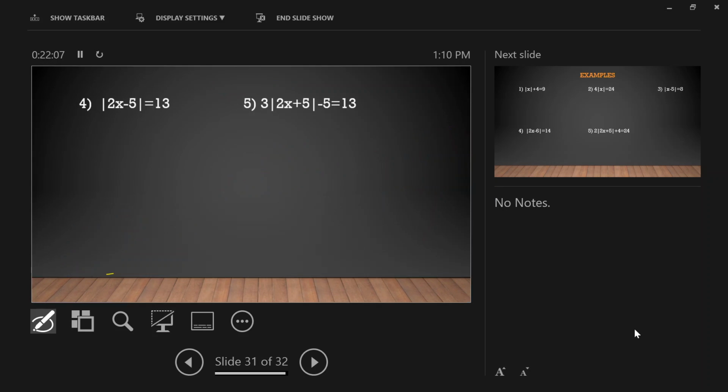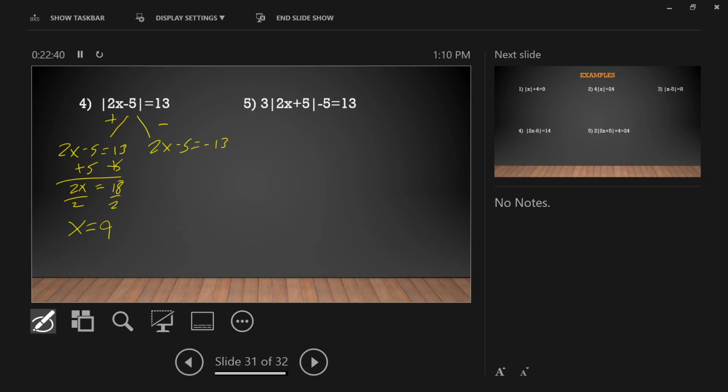All right, let's try this again. Here we go. So, absolute value of 2x minus 5 equals 13. Split it, plus, minus. 2x minus 5 equals 13. 2x minus 5 equals negative 13. I was solving this one on the left. I added the 5 and got 2x equals 18. Divide both sides by 2. x is going to be 9. So there's my first answer.